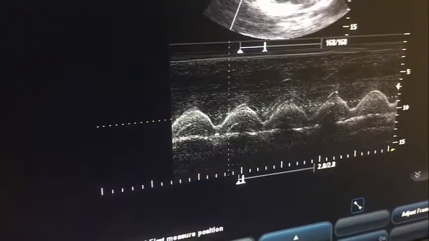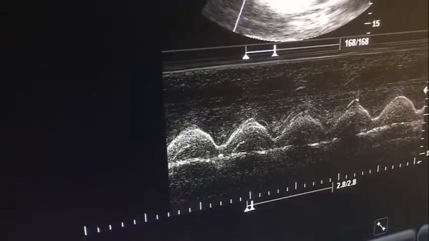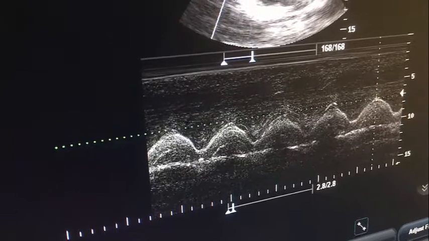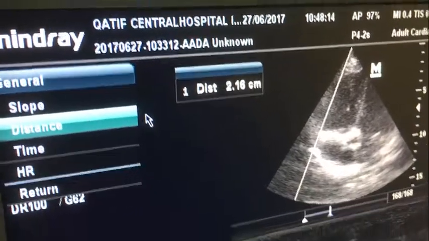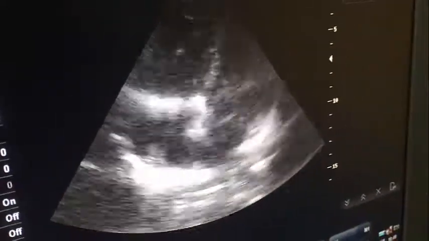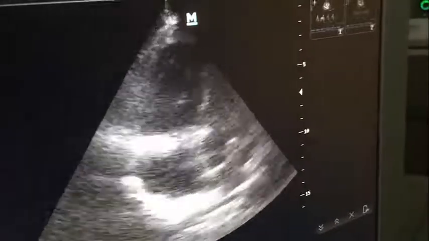Now we are talking about distance. We are talking about this one. 2.1. That means the right ventricle improved a lot. The right ventricle improved a lot. As you see here, the right is only slightly larger than the left side.